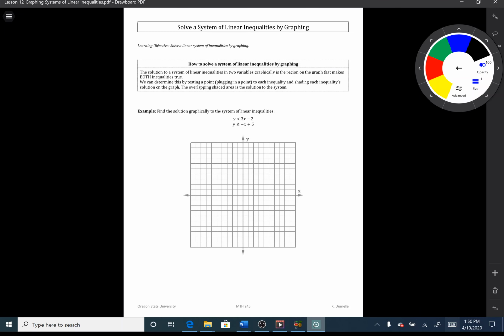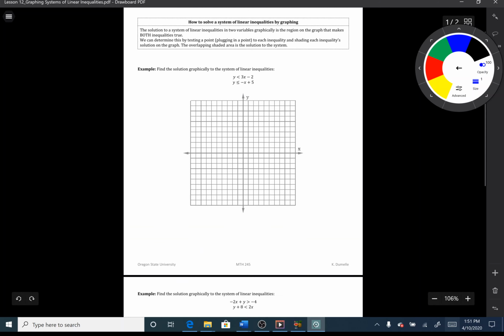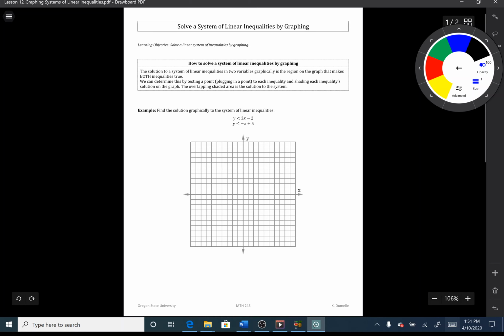All right, this is lesson number 12. In the previous lesson, we talked about how to graph linear inequalities, a single one. And now we are going to solve a system of linear inequalities by graphing. So this time we will have two lines to graph instead of just one.